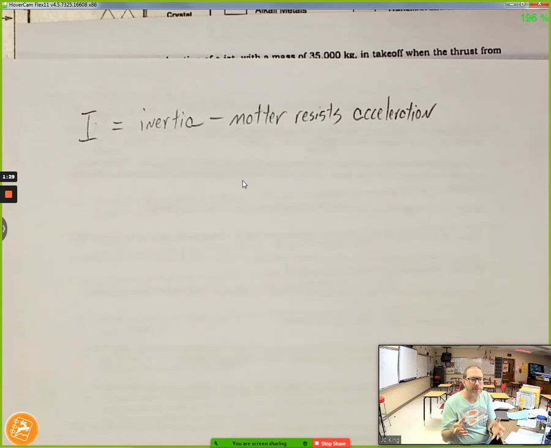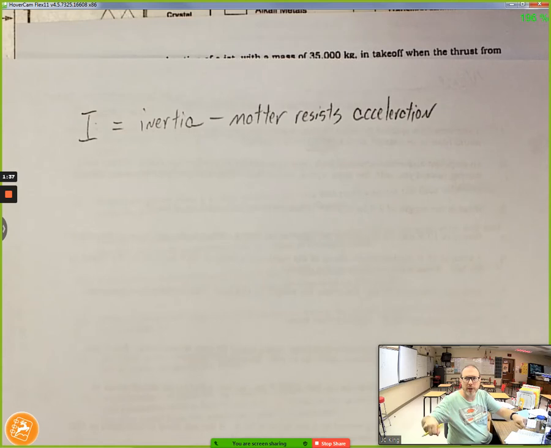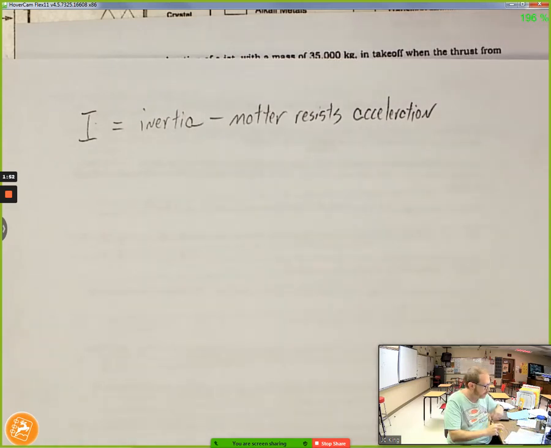Okay? If I have a toy car versus a real car, and I go to push both of those, the toy car is going to have less inertia because it has less mass, so it's going to be easier for me to overcome its inertia and actually get it moving. Whereas if I try and push a real car, I have to use quite a bit more force to overcome that inertia and get it going in the first place.